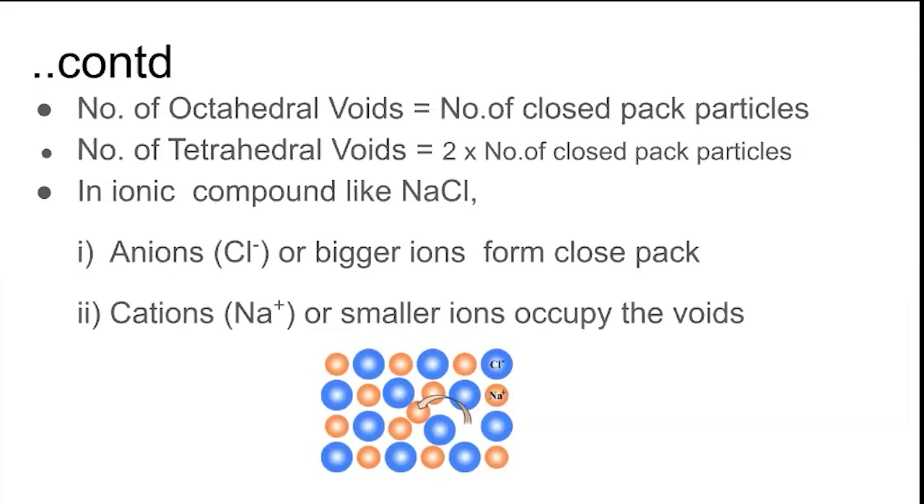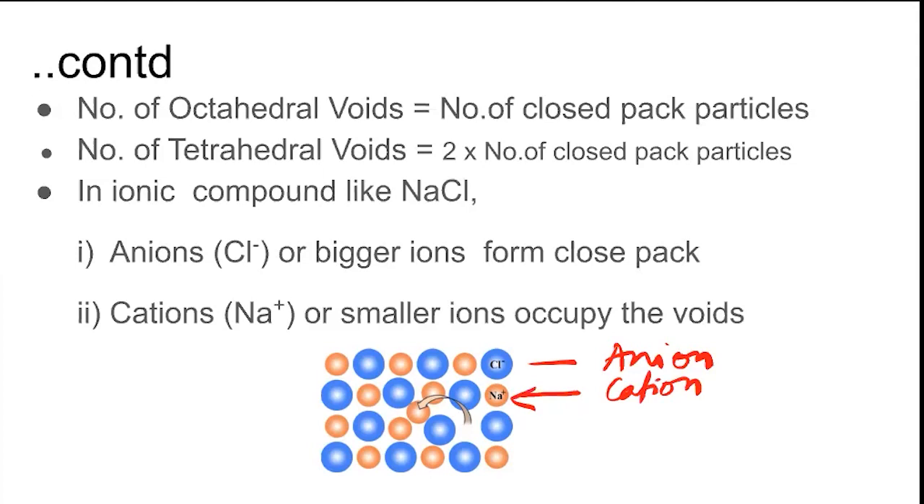This is basically a NaCl crystal. So you see, are you seeing this? Is this a cation or an anion? Na plus is a cation, and this is the anion. Which one is bigger? Anion is bigger, and cation is smaller.